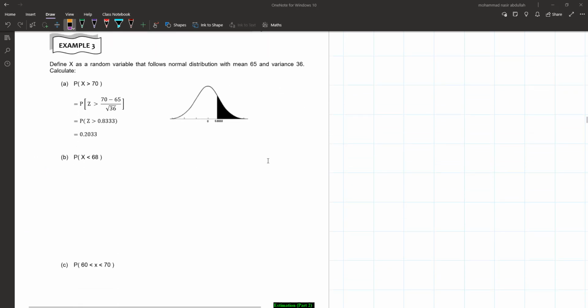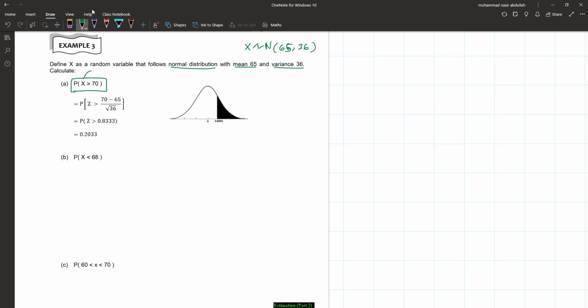Example number 3. Define x as a random variable that follows a normal distribution with mean equal to 65 and variance equal to 36. So we say here x has a normal distribution with mean equal to 65 and variance equal to 36.